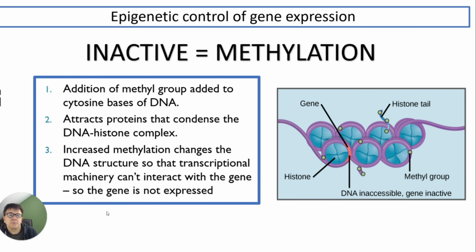Now inactive genes: if there's less acetylation, then they'd be inactive, but when you get more methylation, then they're also inactive. As you can see by the diagram, the transcriptional machinery cannot access the gene, because the histones are tightly condensed or packed. The addition of a methyl group to cytosine bases of DNA attracts the proteins that then condense the DNA histone complex. So increased methylation changes the DNA structure so that transcriptional machinery can't interact with the gene. So the gene is not expressed.